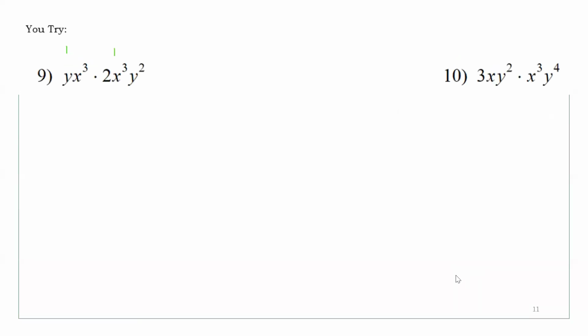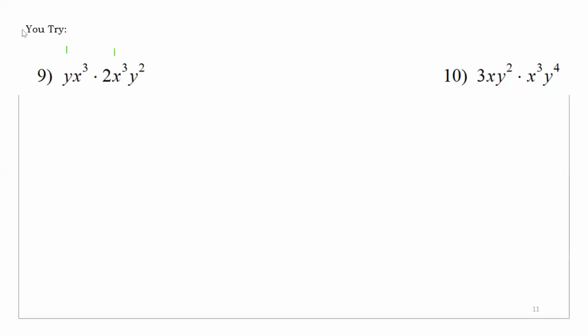All right, go ahead and pause the video and try those two examples. I might have said that already, but students walked in, so I paused the video.